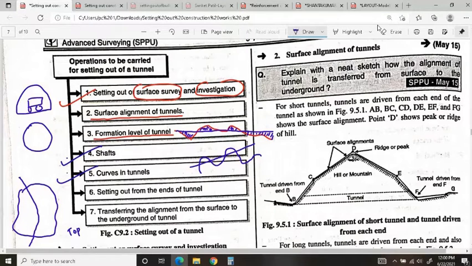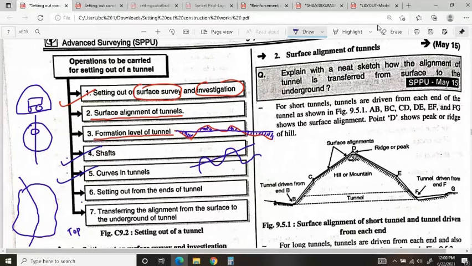Because ideally we can't construct a straight line, due to some geographical features. If you go straight, and if there are any loose materials, the entire top structures will fall down. So here the geographical features also matter more.